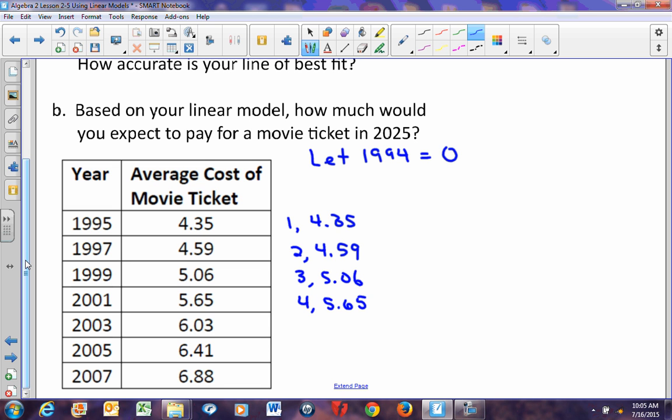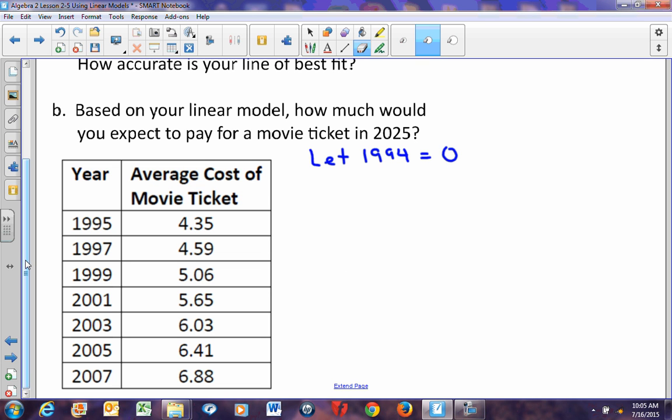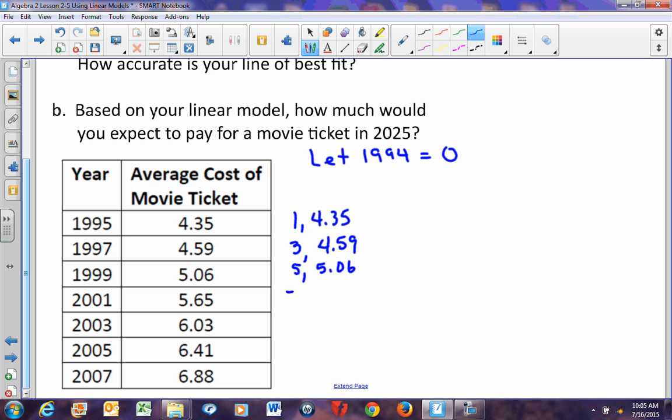5, 6. Oops, I'm going by 2 years, aren't I? I messed that up. Let's start over again. I haven't paid attention to my years. 1995 is 1 year from 1994, so that would be 4.35. 1997 from 1994 is 3 years, so that's 3, 4.59. And then 99 is 5, 5.06, and 7, 5.65, and then 9, 6.03, and then 11, 6.41, and finally 13, 6.88.